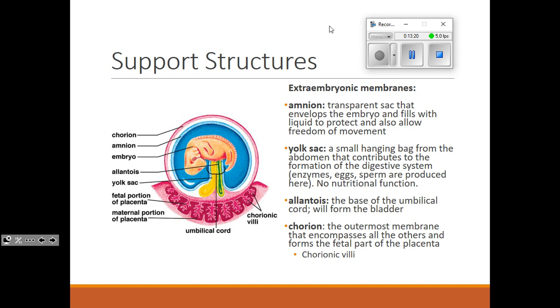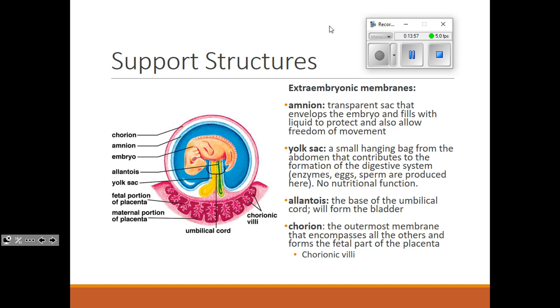Then there is the chorion. It is the outer layer. So the blue layer is the amnion, the pink outer layer is the chorion. The chorion is what the trophoblast turned into. So remember when it was a blastocyst, there was a clump of cells and an outer layer. We called the outer layer the trophoblast. Now we're calling it the chorion. It encompasses all the others that we mentioned. So it goes around all of the other structures. It's the outermost one.